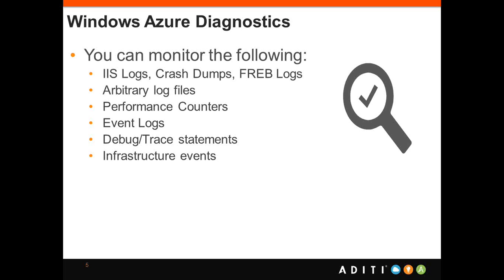Performance counters, very important from system and application health status point of view, like CPU usage, memory usage, number of requests rejected, or the queue length. These are the performance counters which we can monitor on Windows Azure.